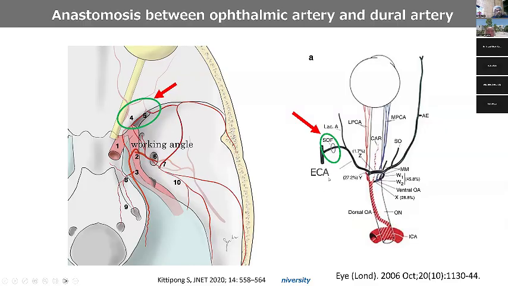And from ECA through this anastomosis to the ophthalmic artery and to ICA. So that's why when we occlude the ICA, sometimes contrast or blood flow goes from ECA through the ophthalmic artery to ICA. This is the interpretation of the previous image.